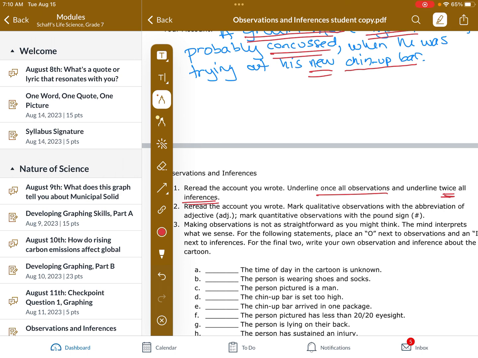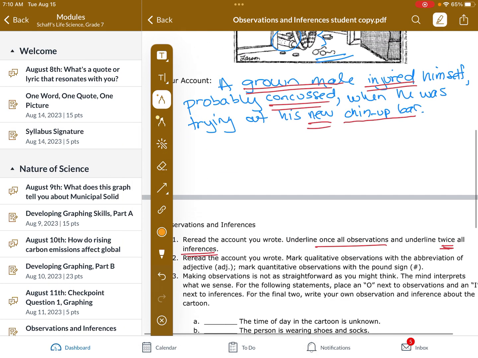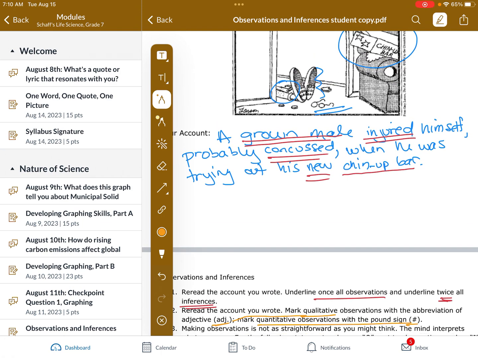All right, so reread the account you wrote. Mark qualitative observations with the abbreviation adjective. Mark quantitative observation with the pound sign. So I'm going to switch to a different color on this just because I can. That's awesome. All right, so quantitative is the pound number sign, and qualitative is adjective. Quantitative means numbers, qualitative means descriptions, so that goes with the adjectives and numbers really well.